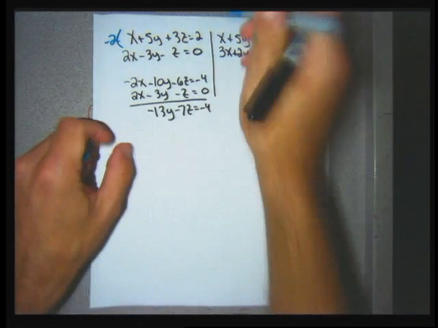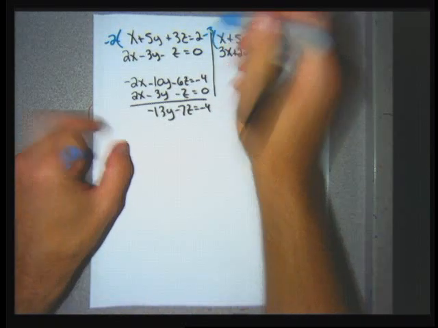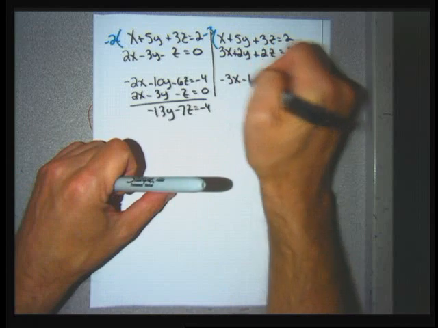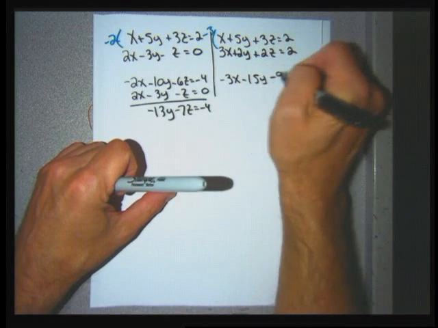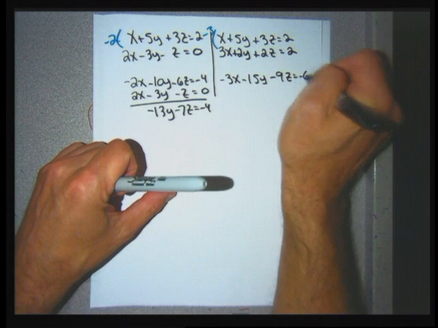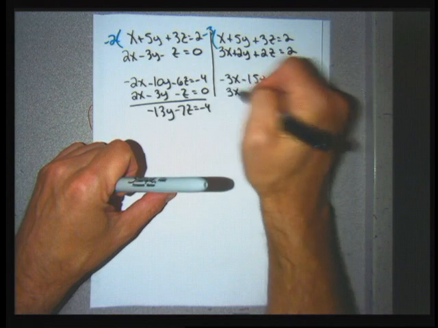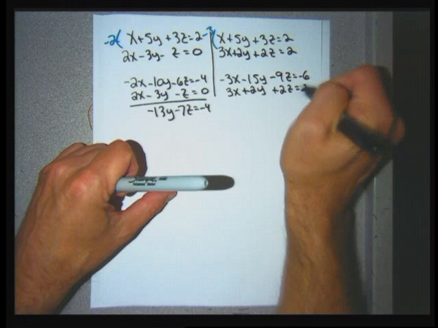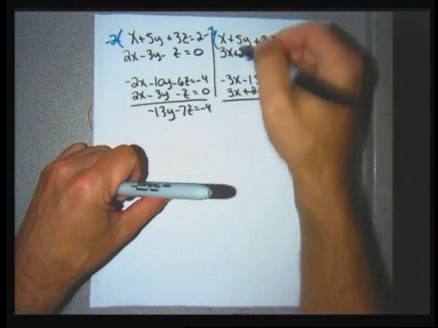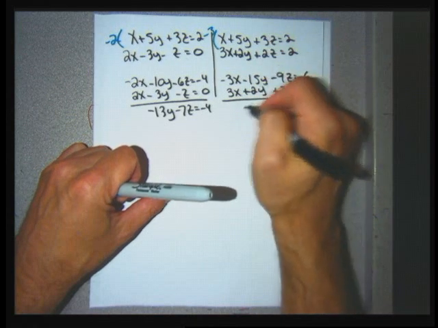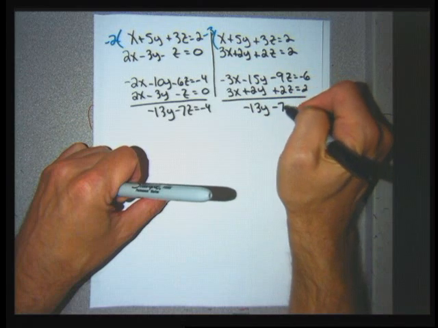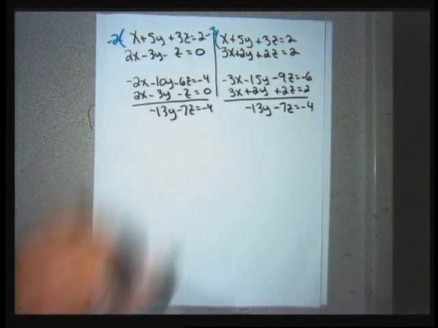For the next set, multiplying by negative 3, I get negative 3x minus 15y minus 9z equal to negative 6. Put that on top of 3x plus 2y plus 2z equals 2. Add these together. X's cancel out. I get negative 13y minus 7z equals negative 4. They're exactly the same.